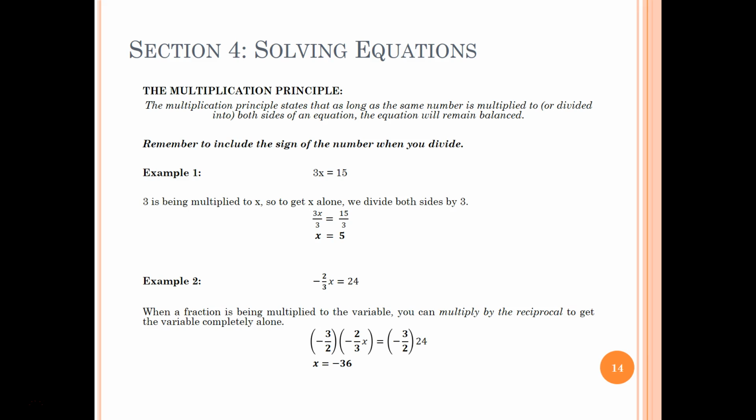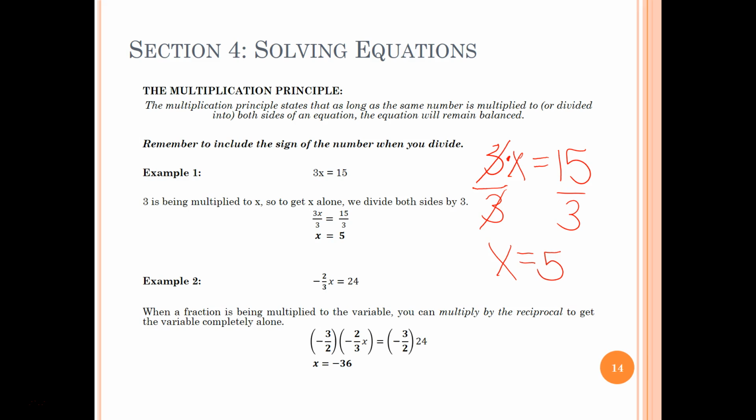All right, now we have another principle, the multiplication principle. And the multiplication principle pretty much states the same idea. If you've got a number multiplied to your variable, notice 3x means the same thing as 3 times x. We assume there to be a multiplication between them. Then you can undo it by dividing by that number on both sides of the equation. Whatever you do to one side, as long as you do it to the other, just like fractions, you'll maintain equality. So since 3 is being multiplied, I'm going to divide both sides by 3, leaving us with x equals 5.